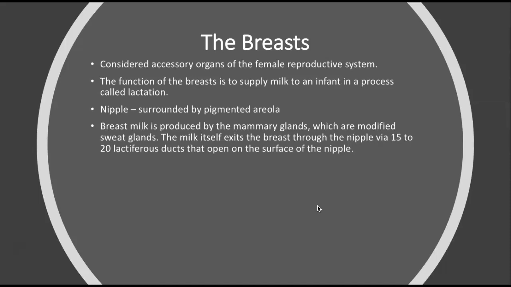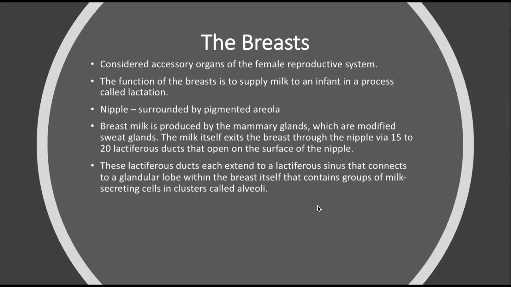The milk itself exits the breast through the nipple via what are called 15 to 20 lactiferous ducts that open up on the surface of the nipple. Those lactiferous ducts each extend to a lactiferous sinus that connects to a glandular lobe within the breast itself that contains groups of milk secreting cells in clusters called alveoli.